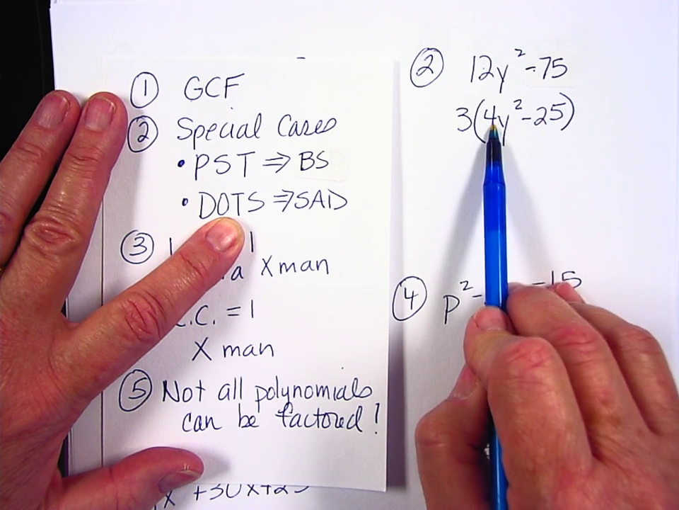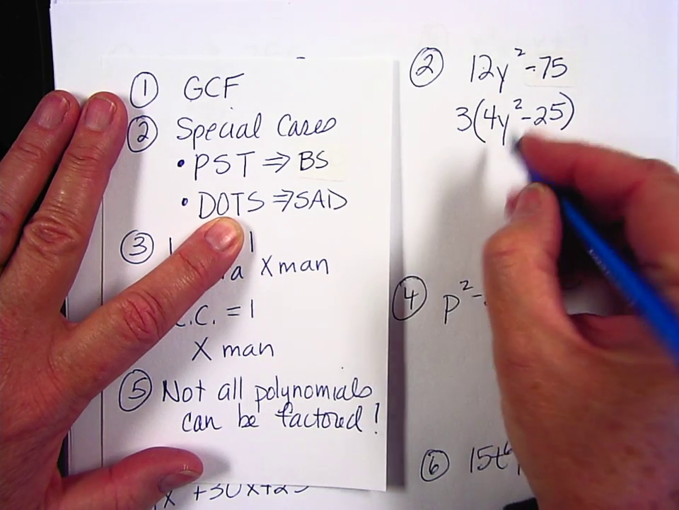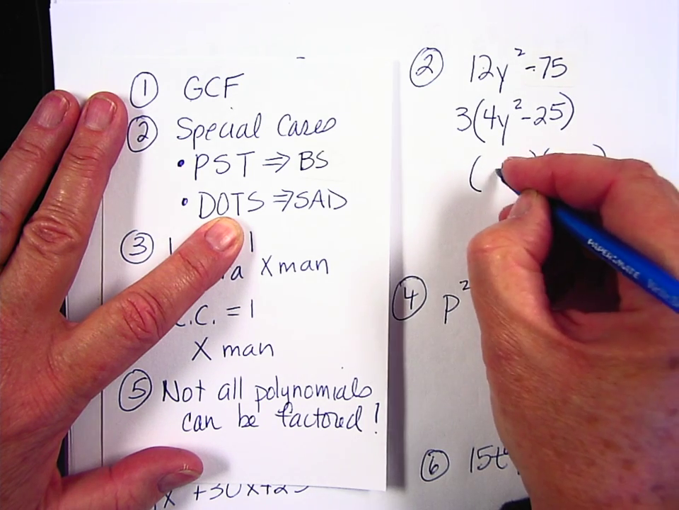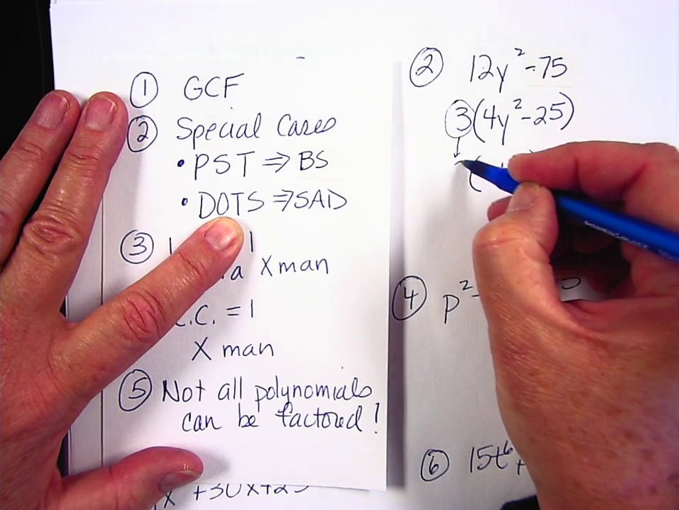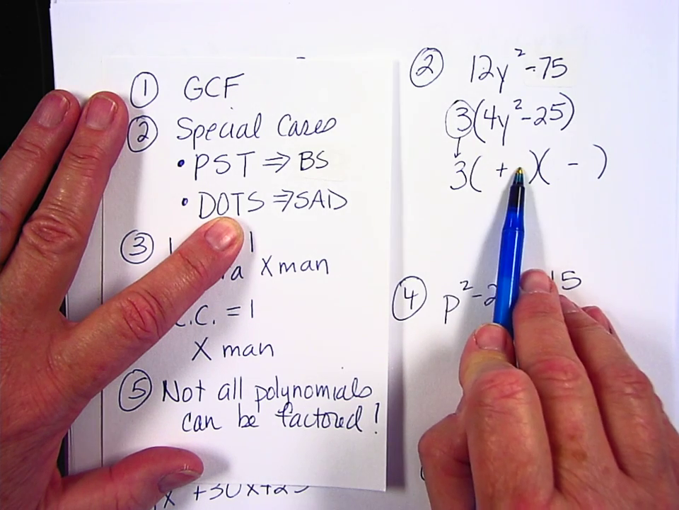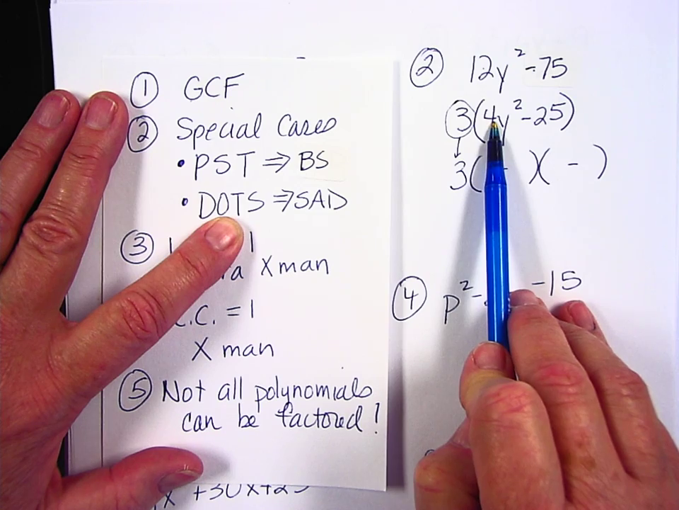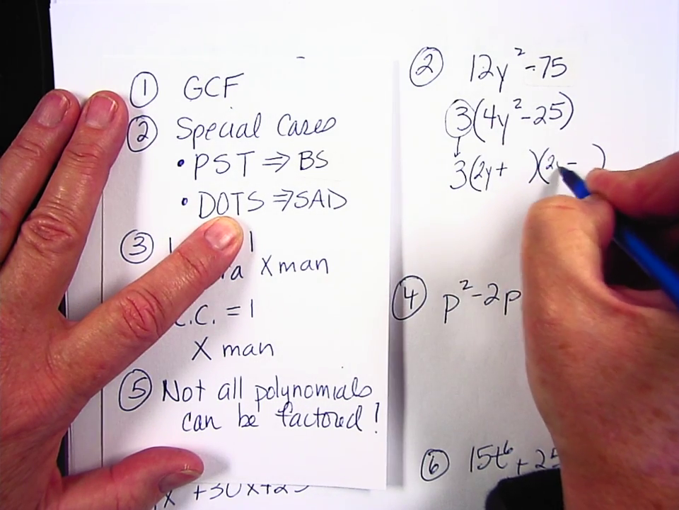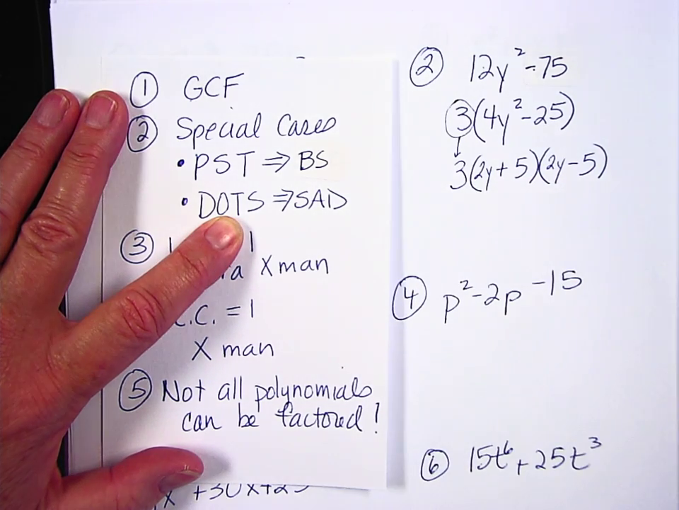The square root of this is 2y. The square root of this is 5. So when I factor the difference of 2 squares, it's sum and difference. Now don't forget to bring down that GCF. That's still part of your final answer. What are my 2 binomials that I'm going to have, their sum here and then their difference here? Square root of 4y squared is 2y. That goes here and here. Square root of 25 is 5. That goes here and here. I'm done.